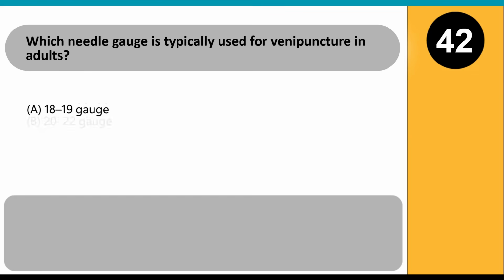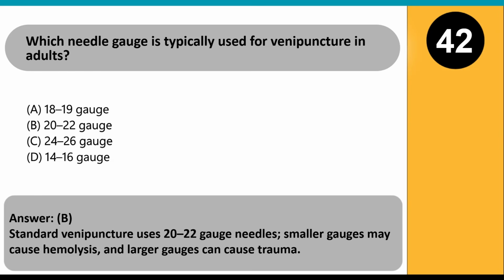Which needle gauge is typically used for venipuncture in adults? A. 18 to 19 gauge. B. 20 to 22 gauge. C. 24 to 26 gauge. D. 14 to 16 gauge. Answer: B. Standard venipuncture uses 20 to 22 gauge needles. Smaller gauges may cause hemolysis, and larger gauges can cause trauma.